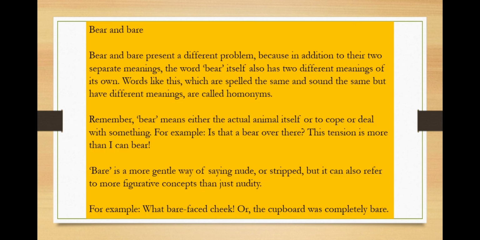Another example, bear and bare. Bear and bare present a different problem because in addition to their two separate meanings, the word bear itself also has two different meanings of its own. Words like this, which are spelled the same and sound the same but have different meanings, are called homonyms. Remember, bear means either the actual animal itself or to cope or deal with something. For example, is that a bear over there? This tension is more than I can bear. Bare is a more gentle way of saying nude or strip, but it can also refer to more figurative concepts than just nudity. For example, a bare-faced cheek, or the cupboard was completely bare.